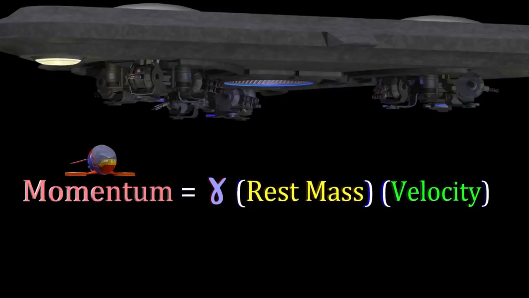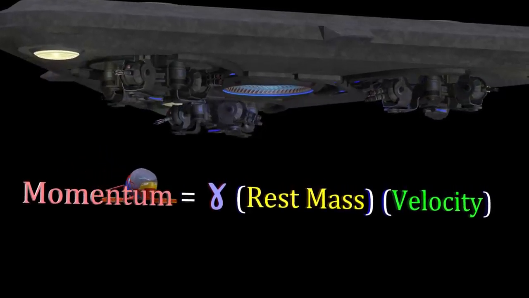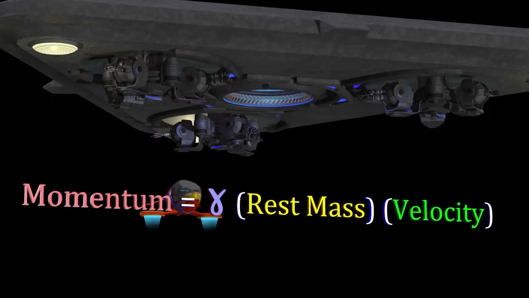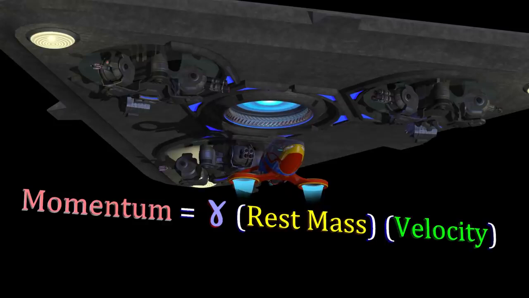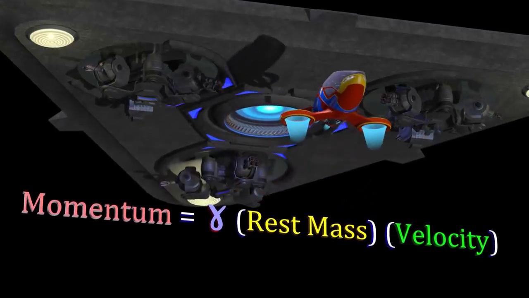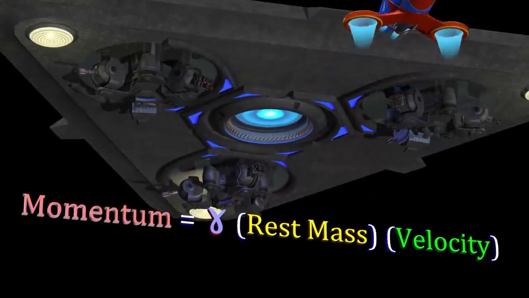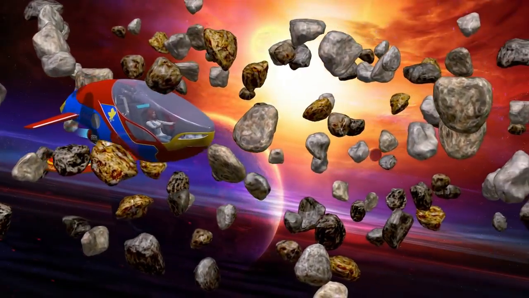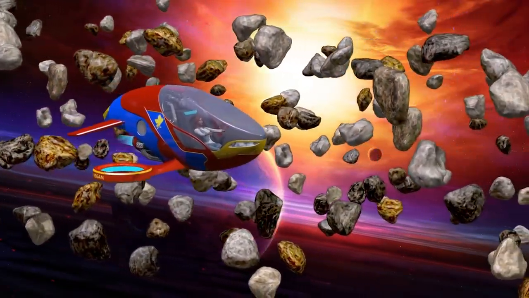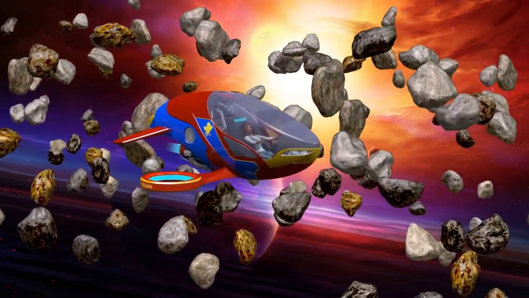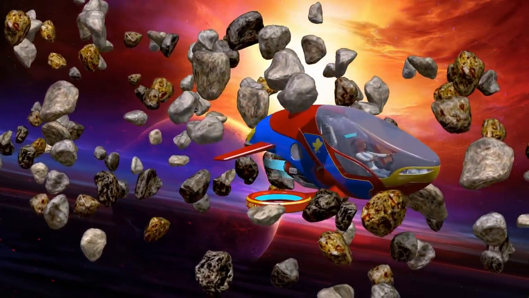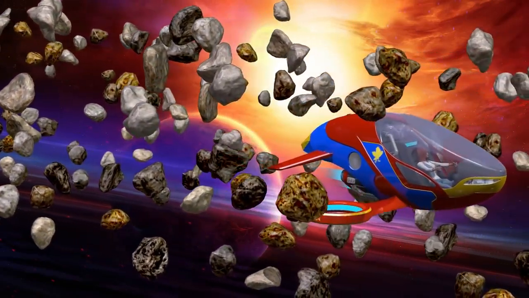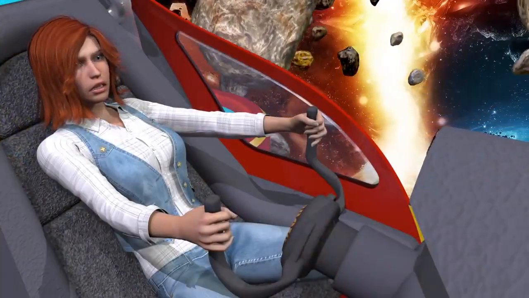At speeds far below the speed of light, gamma is approximately equal to 1, and the equation reduces to the familiar relationship stating that momentum is mass multiplied by velocity. Gamma increases as velocity increases, and as the velocity approaches the speed of light, gamma approaches infinity. Gamma multiplied by the rest mass is sometimes referred to as relativistic mass.